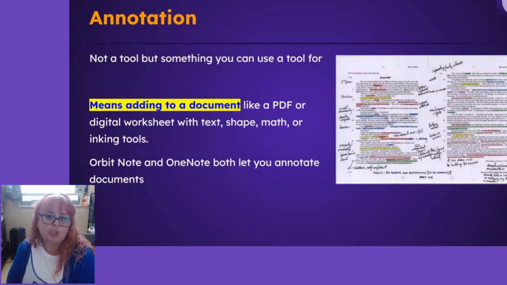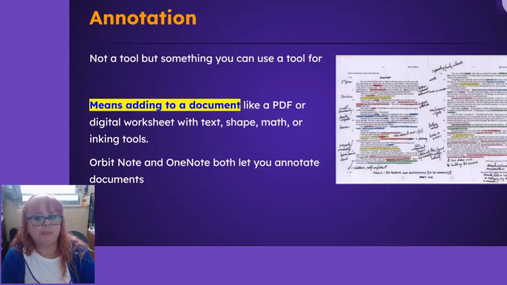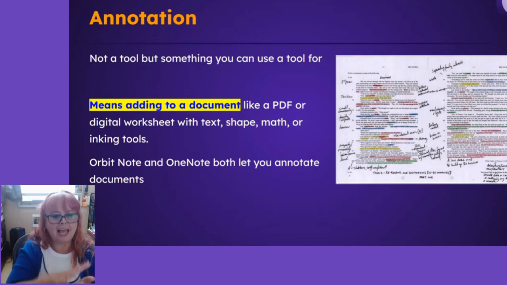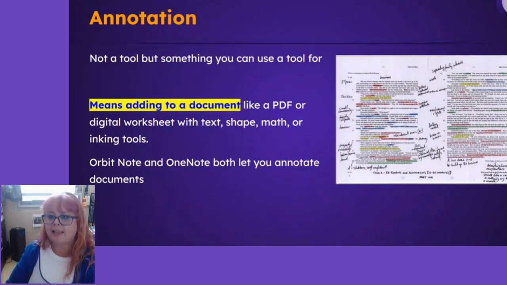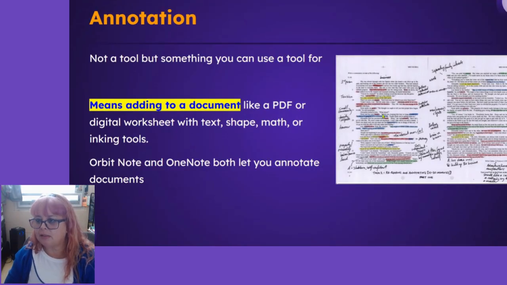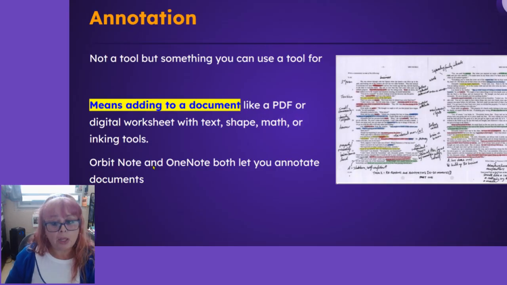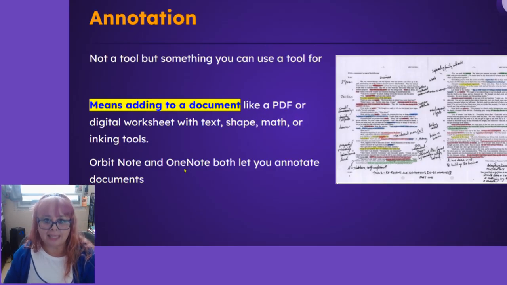It means you're adding to an existing document like a PDF or a digital worksheet, and kind of like you're writing on top of it, but not changing the original in any way. So like on this one over here, I have this book that's been highlighted, little notes taken, you could type, all that kind of stuff. Both OrbitNote and OneNote let you annotate documents.